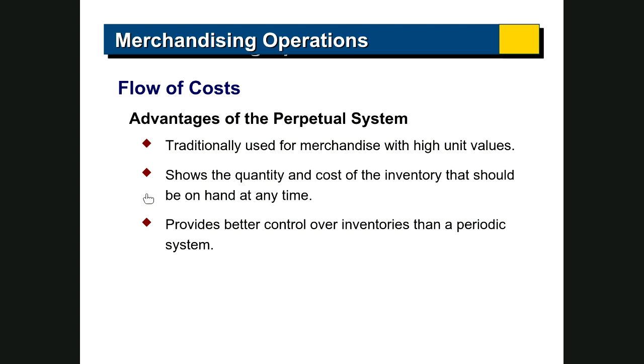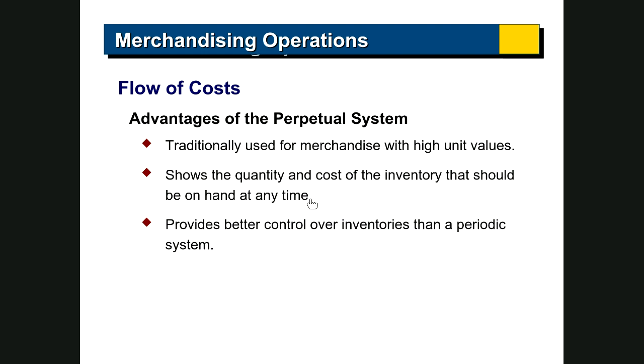This shows the quantity and the cost of inventory that should be at hand anytime. So when you do this, every time the inventory number is accurate. Every time you're debiting cost of goods sold and you're crediting inventory. So inventory is reduced every time you have a sale. That means anytime during the month or the year, you look at the inventory, it's accurate. The financial statement is showing the accurate amount of inventory.